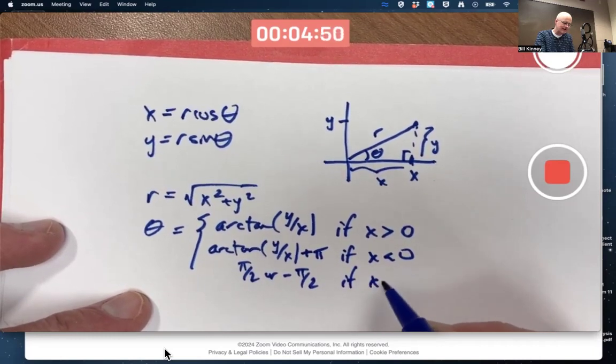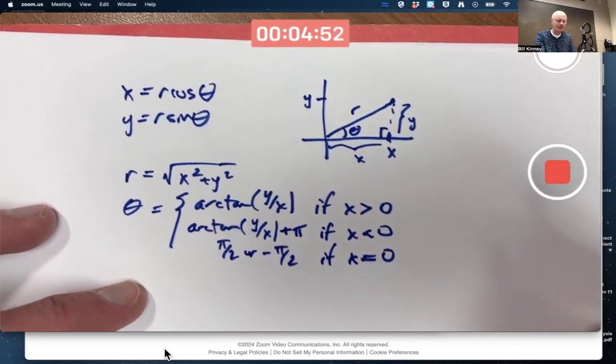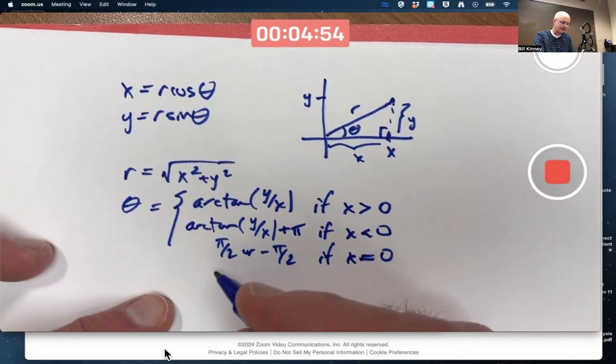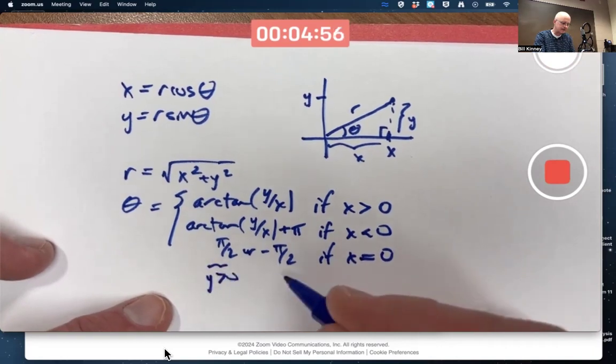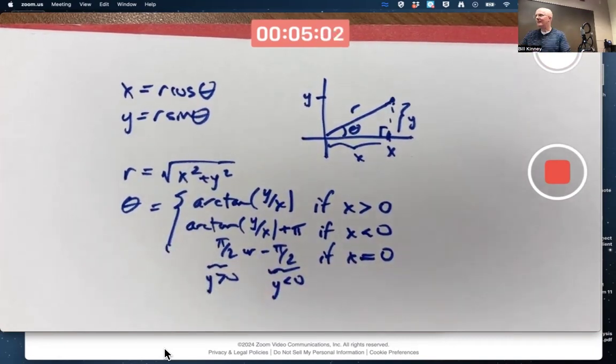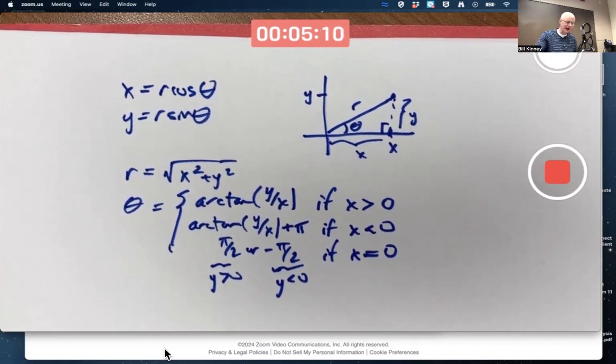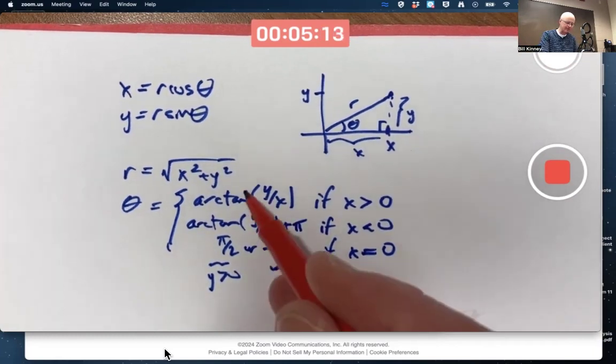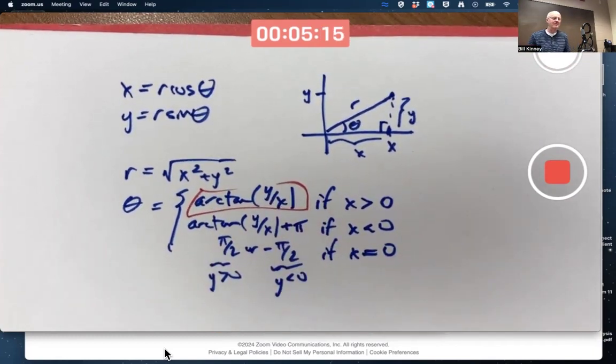If X is 0, it depends on whether Y is positive. This is if Y is positive, and this is if Y is negative. So effectively, up to angular multiples of 2 pi being added to this, this is the formula you can use. Though most commonly in terms of derivations, we use the simplest form of it right there.